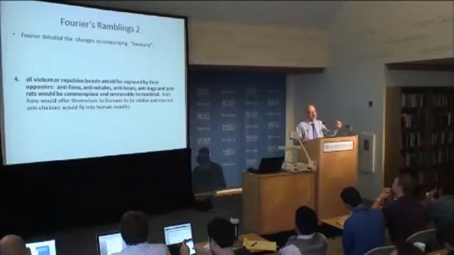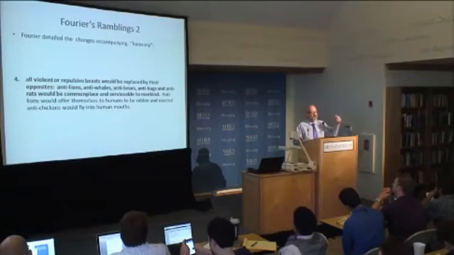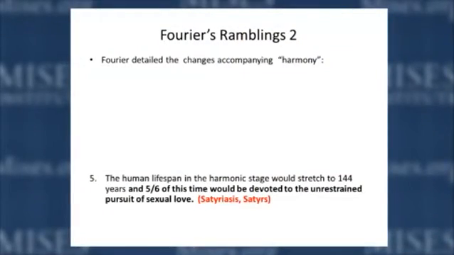Well, you can find this. And there are still people who read him. I found a book of his writings, published in the late 70s or 80s, that was used as a classroom reading. Berkeley? Yeah, probably. And of course, the human lifespan would stretch to 144 years, and 5/6 of the time would be devoted to the unrestrained pursuit of sexual love. Now, all of these guys, if you read them, were mostly infatuated with free love. And they were all males. They're all talking about free love and how everything would be great, and partners would be shared, and so on.